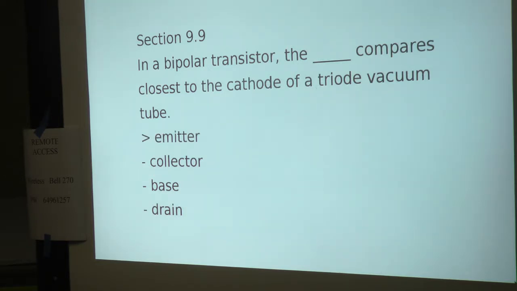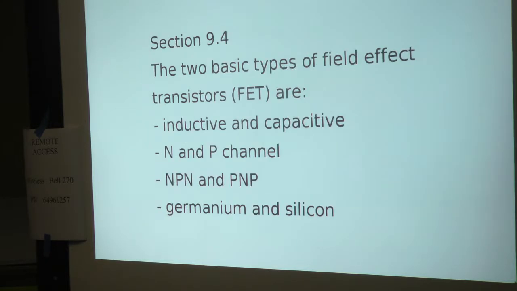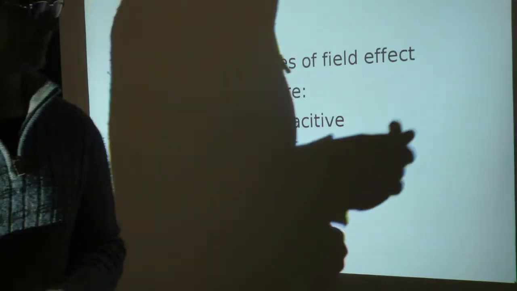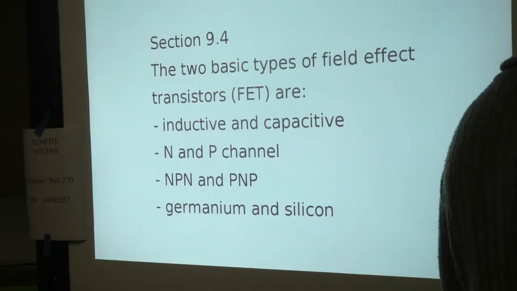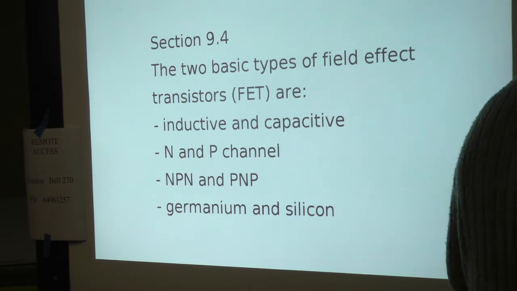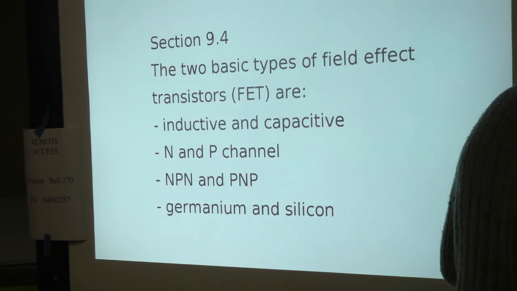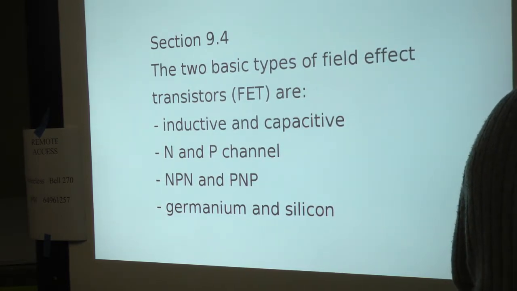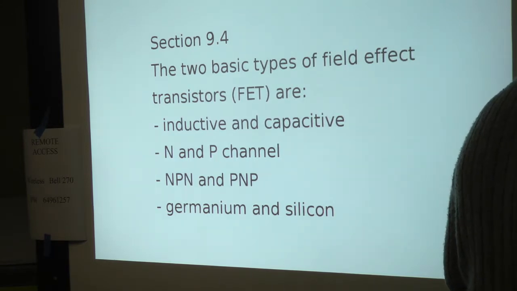The emitter. Next one is drain. Probably, yeah. I'm just wondering if you just did a very simple vacuum tube and a very simple transistor, you can see that the grid is the base, and the cathode is the emitter, and the anode is the collector. And if people can see that, then maybe they could relate to that.